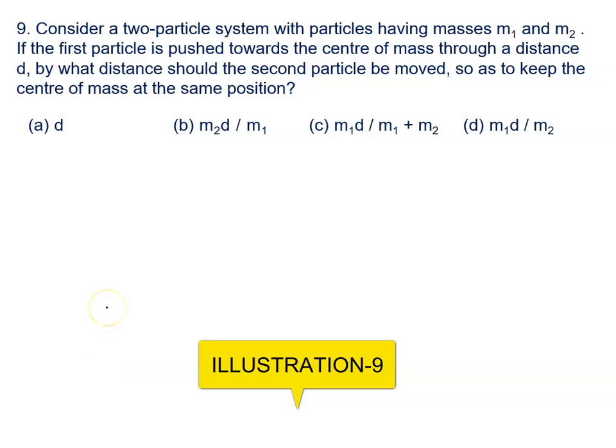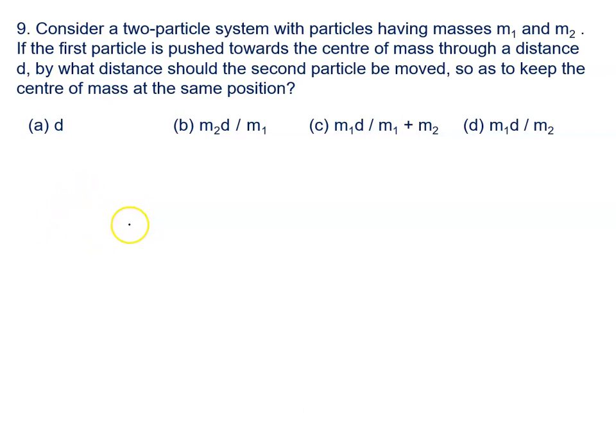Consider a two-particle system with particles having mass m1 and m2. If the first particle is pushed toward the center of the mass through a distance d, by what distance should the second particle be moved so as to keep the center of mass at the same position?